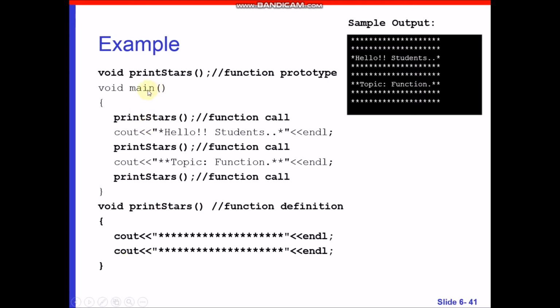In the main body, which is the main function, you want to print the stars, so you will just call the function print stars. Then you want to display hello student. Then you want to print another print stars, so you will call print stars. Then you will display cout topic function. Then you will display another print stars, and you will call the function print stars.